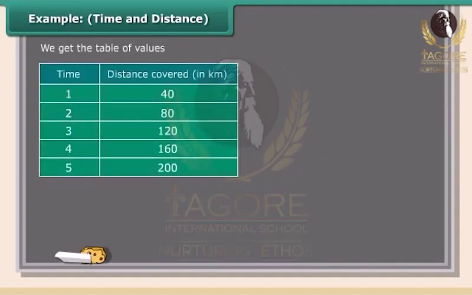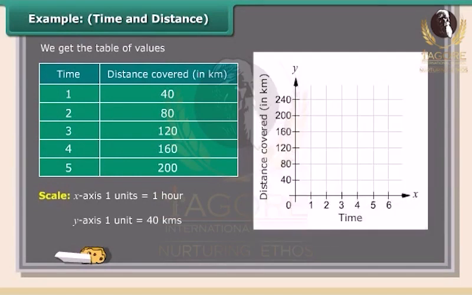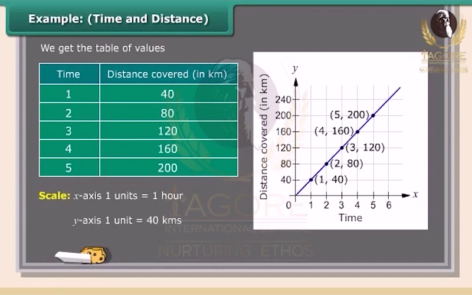We get the table of values. Scale: on the x-axis 1 unit equals 1 hour. On the y-axis 1 unit equals 40 kilometers. A. Mark time on the horizontal axis. B. Mark distance on the vertical axis. C. Plot the points (1, 40), (2, 80), (3, 120), (4, 160), (5, 200). D. Join the points. We get a linear graph.